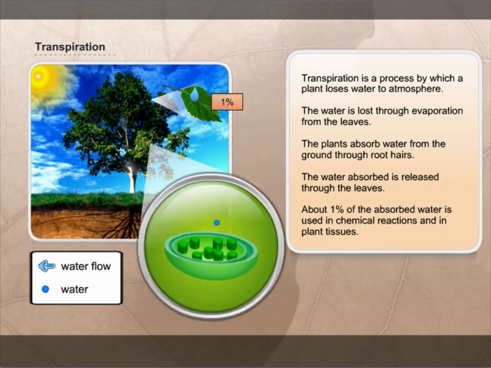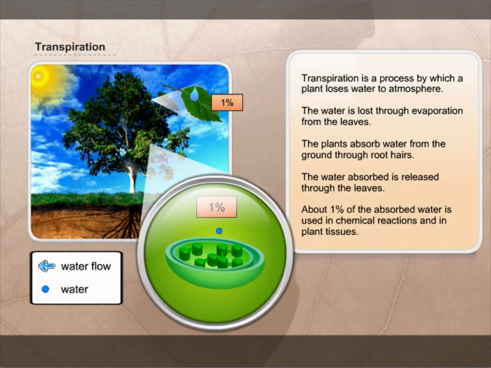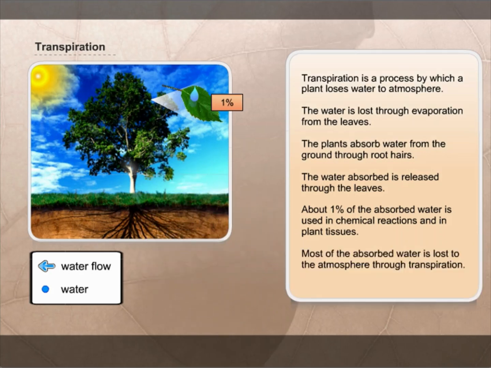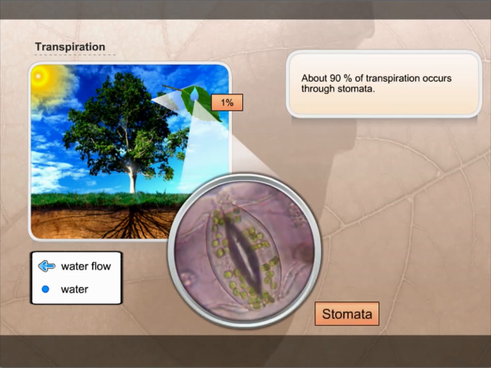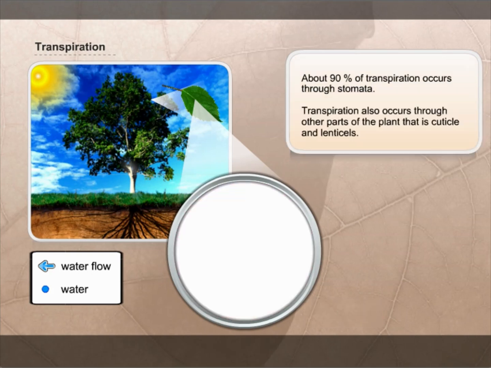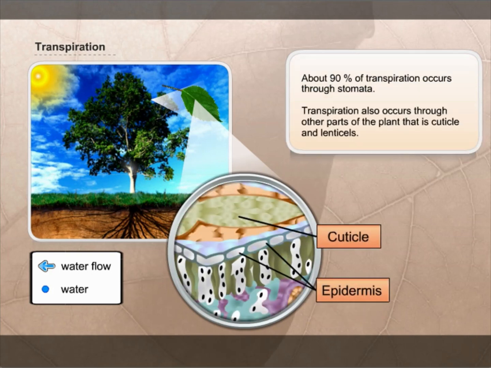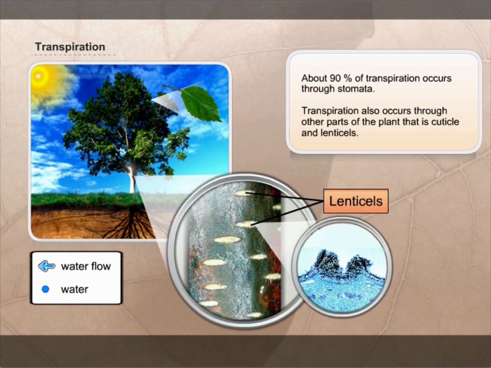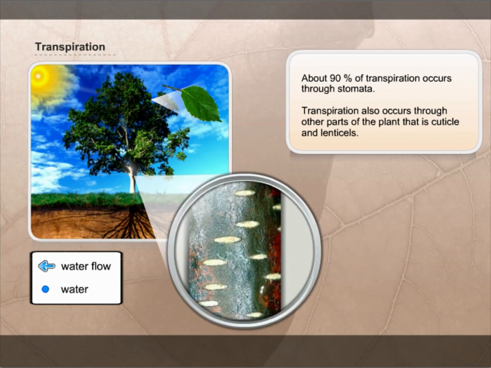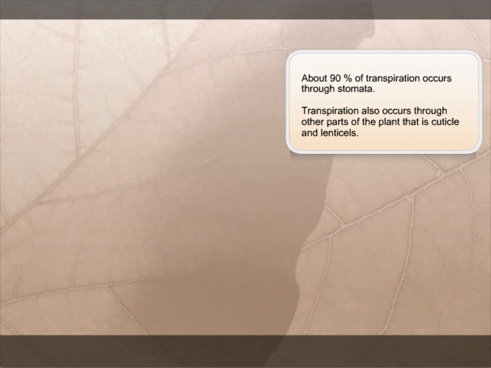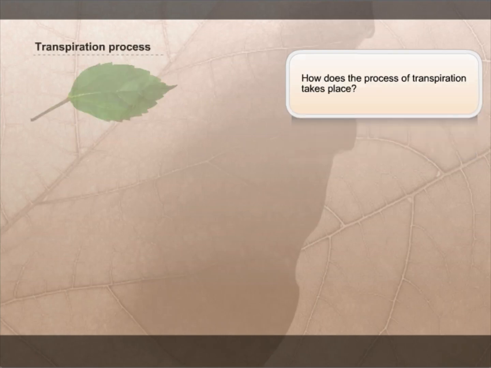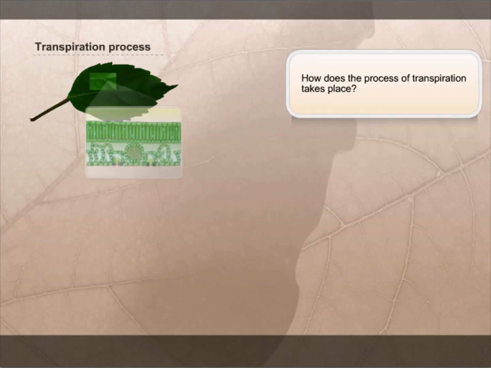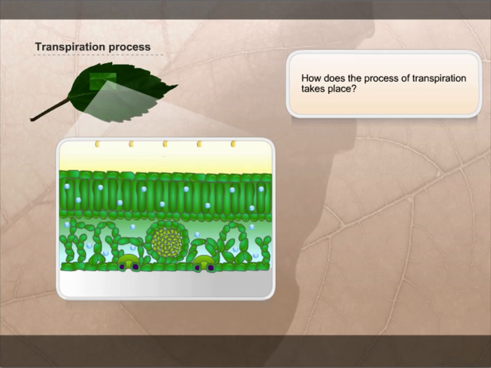About 1% of the absorbed water is used in chemical reactions and in plant tissues. Most of the absorbed water is lost to the atmosphere through transpiration. About 90% of transpiration occurs through stomata. Transpiration also occurs through other parts of the plant, that is the cuticle and lenticels. Now let's find out how the process of transpiration takes place in detail.